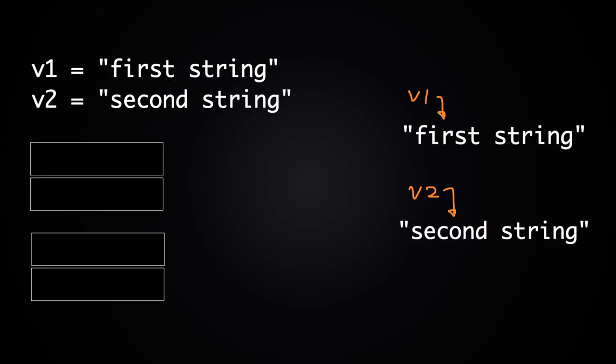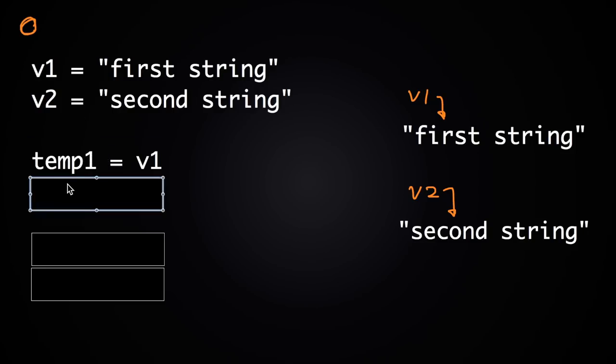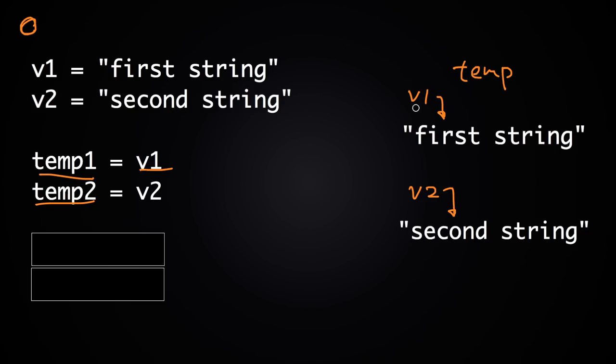Let's now see what a good solution might look like. I'm going to give you a few different options here. The first option is to use two temporary variables. We're going to call them temp1 and temp2. Temp1 will be equal to what v1 refers to, so that's first string, and then temp2 will be equal to what v2 refers to, which is of course second string, and then we'll just need to swap them together.